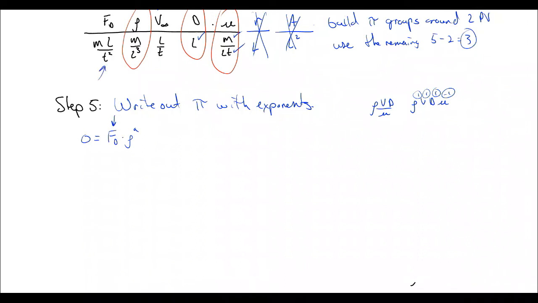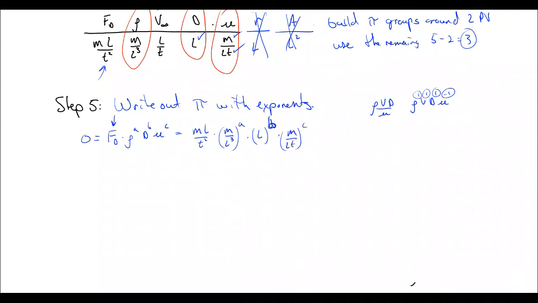That's this physical variable there. Rho to the a, d to the b, and mu to the c. And then we're going to write these out in terms of their fundamental physical dimensions. So this is actually mass length per time squared times mass per length cubed, all raised to the a power, right? Times length raised to the b power, times mass per length time raised to the c power.